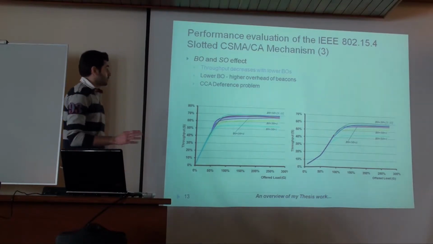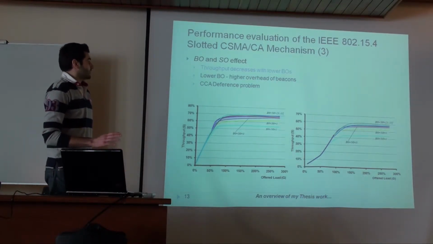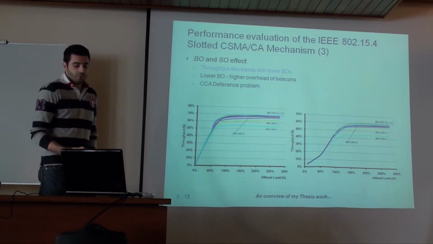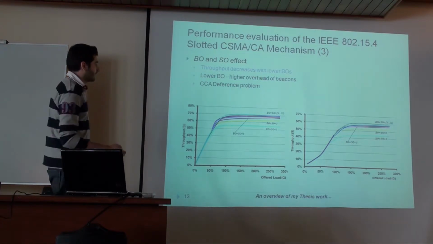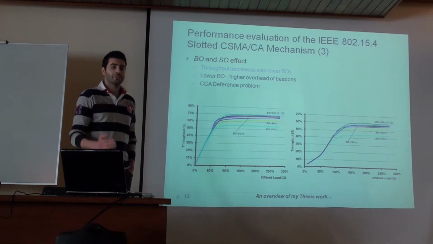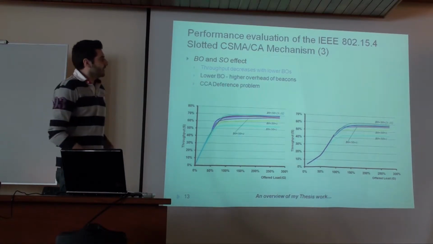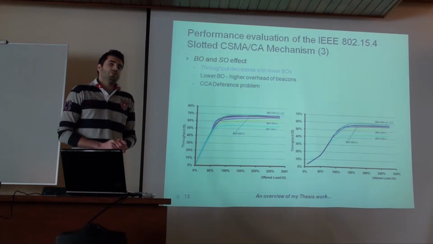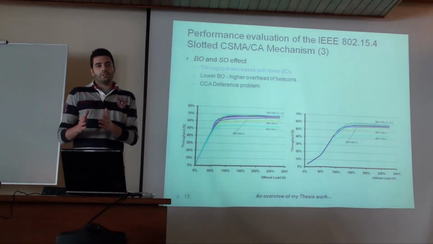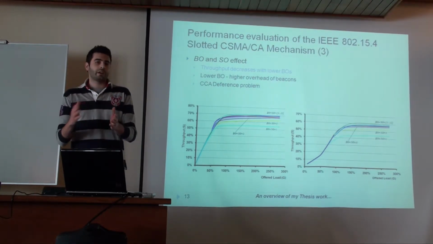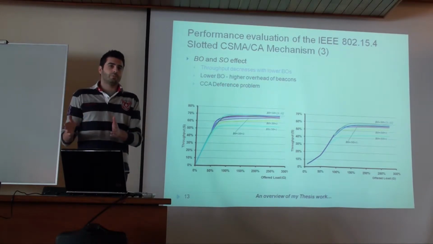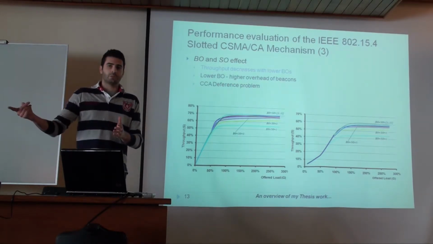And we found out the reason for this is that with lower beacon orders you have a much higher overhead of beacons, and due to the deferral problem, which I don't have a figure here for, this means that if you don't have enough time to transmit your frame, you do your backoff in the CSMA-CA, then you don't have enough time to transmit the full frame, so you're going to defer it to the next superframe.